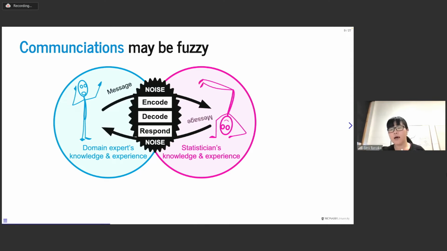Now, that's one transaction, but then of course in the transactional communication model, there's a response coming back from the statistician, and then again the domain expert will respond to that communication and so forth. So what you will see in practice is back and forth communication between the two individuals, and each time there is a level of noise that gets encoded in there, some of it might be less, but nonetheless we have to acknowledge that the communication is indeed fuzzy, and so this transfer of knowledge in order to properly do the design of experiment is hindered by this fuzziness in communication.